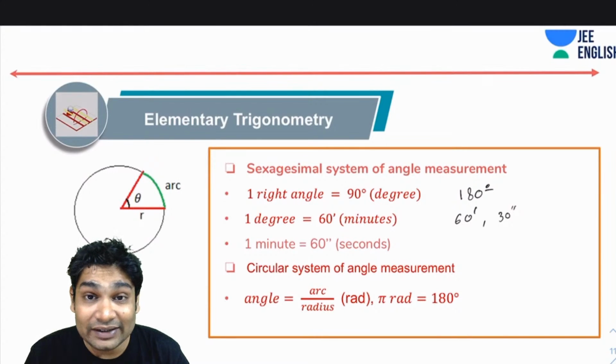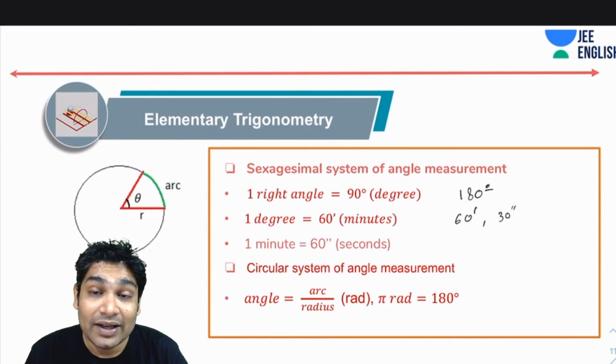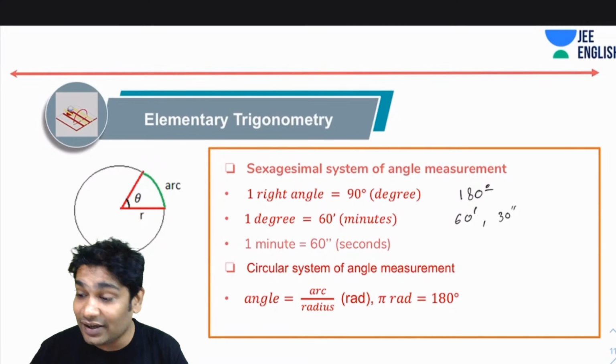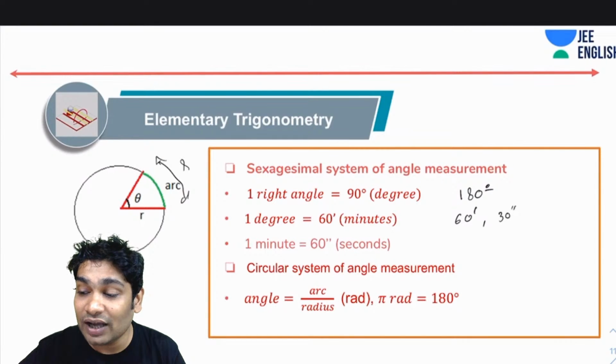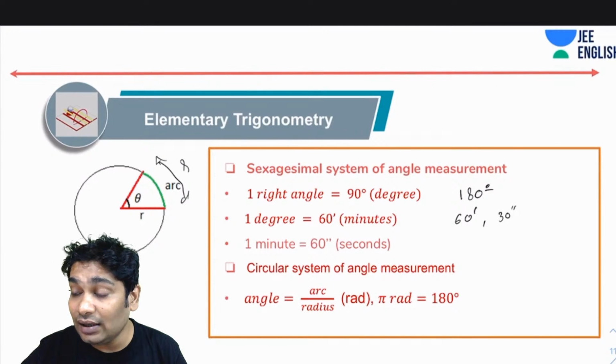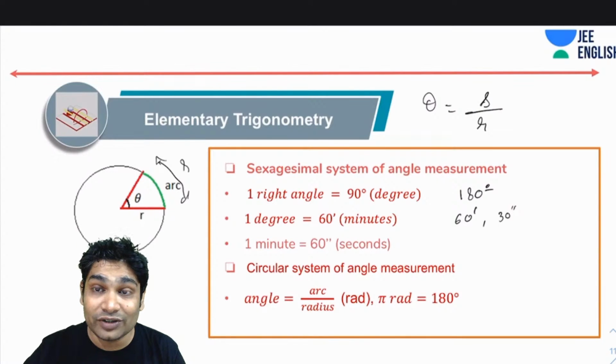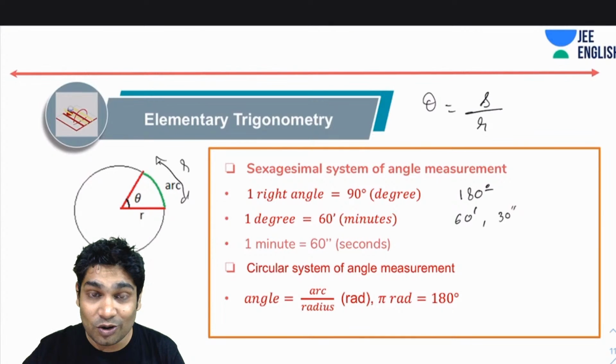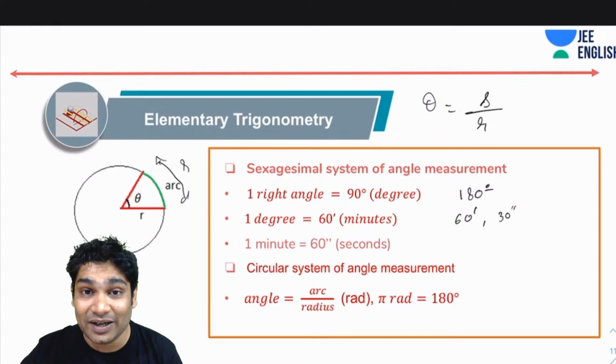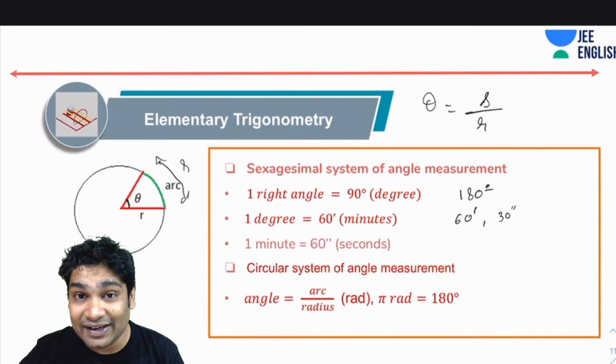And then there is another yet very commonly followed system of measuring angles that is called the circular system. In the circular system, an angle is defined as the ratio of the length of the arc to the radius. So if the arc length was S, your angle in radians would be S over R. So it is a ratio of the two lengths. Since it's a ratio of two lengths, ideally it should be unitless, but still we use the unit radians.